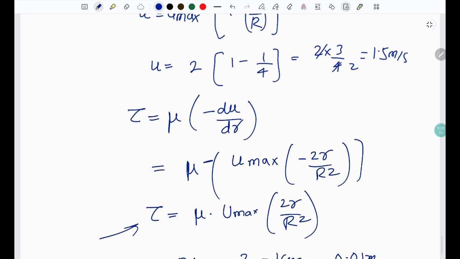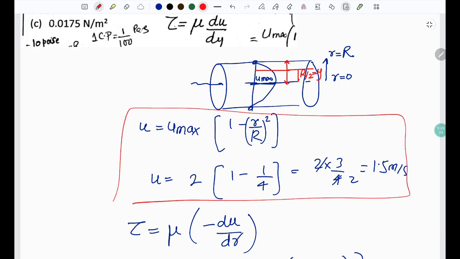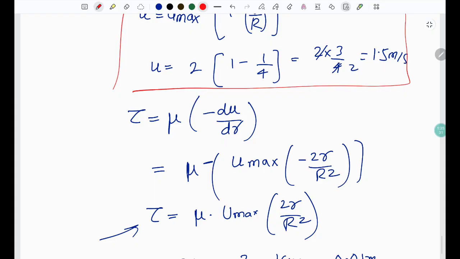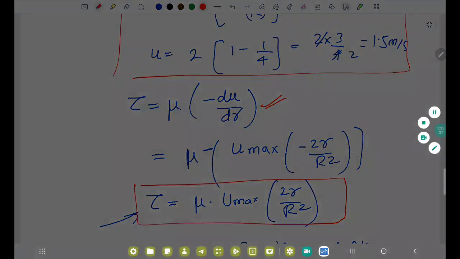Now you see, we did not need to find out this thing. It was not necessary. We simply could have written directly that tau is mu U max 2r by R square.